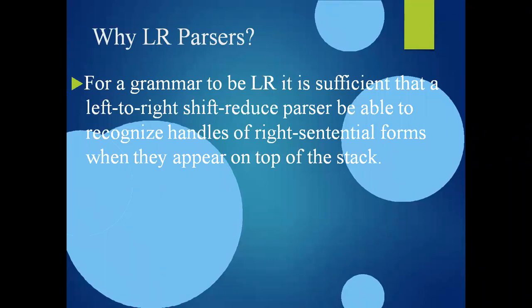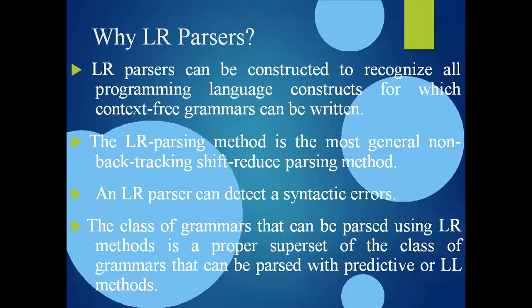Here we have some properties of the LR parsers. For the question why LR parsers, we answer with the properties of the LR parsers. We have four properties. The first property is that LR parsers can be constructed to recognize all programming language constructs for which context-free grammars can be written. This is one of the important properties of LR parsers. And here we are comparing the LR parser with the LL parser.